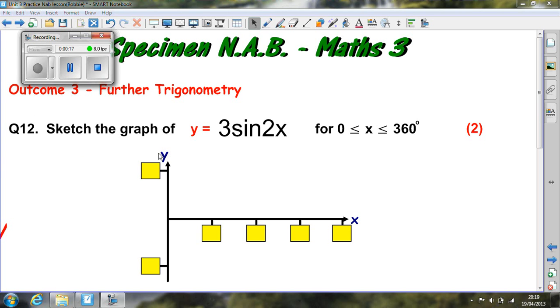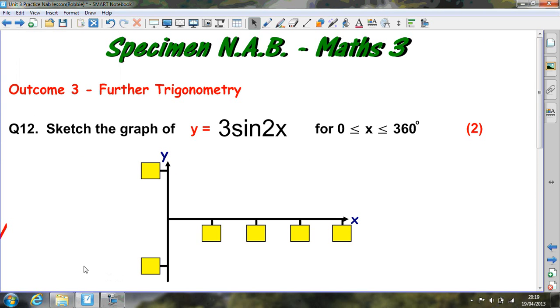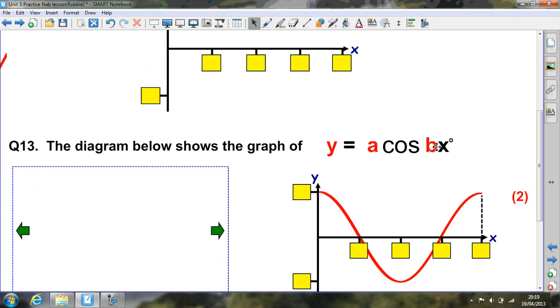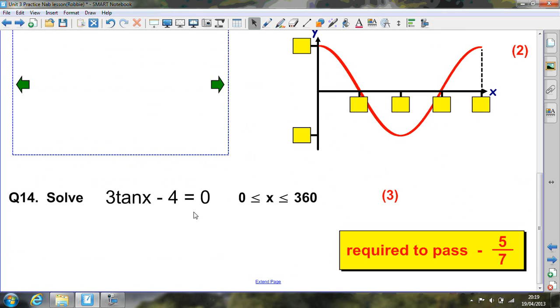In this outcome you'll be asked to sketch a graph, you'll be asked to find out values A and B, or just one of them maybe in the NAB, and you'll also be asked to do a trig equation.